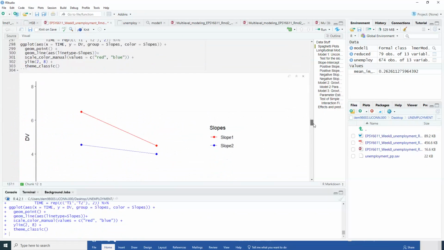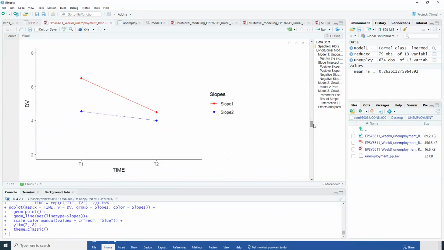There we go. Here we've got, again, that pincher pattern. So we've got a negative slope and a negative correlation between the slope and intercept. That negative correlation means that the higher the intercept, the more negative the slope is. And so what you see here is that people who start higher are decreasing faster than people who start lower.